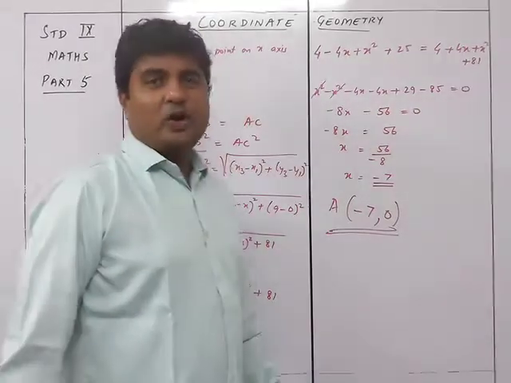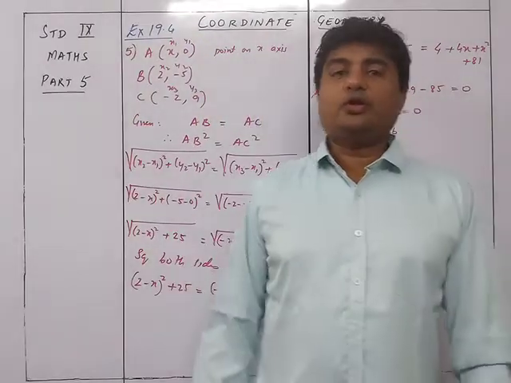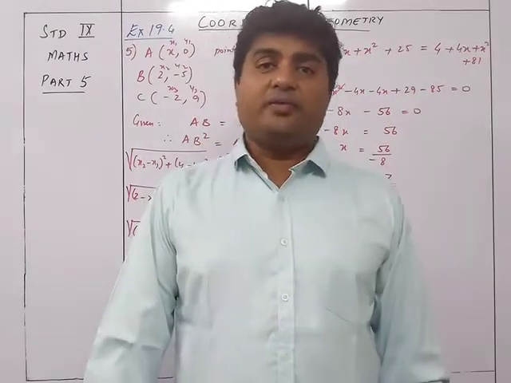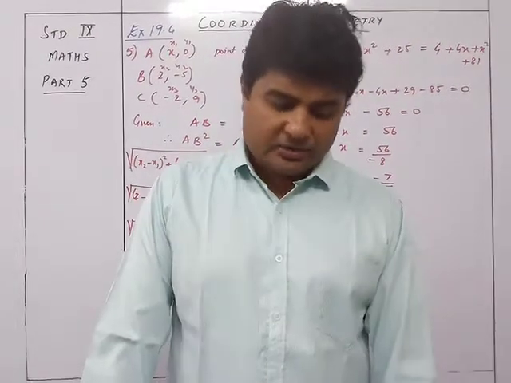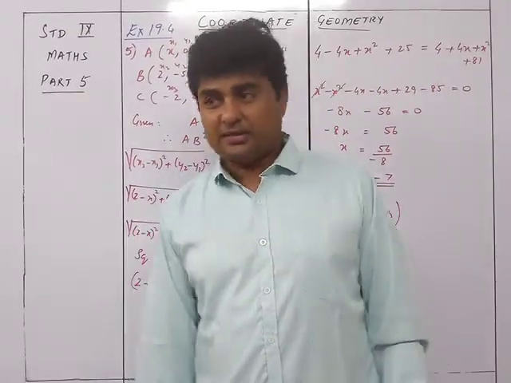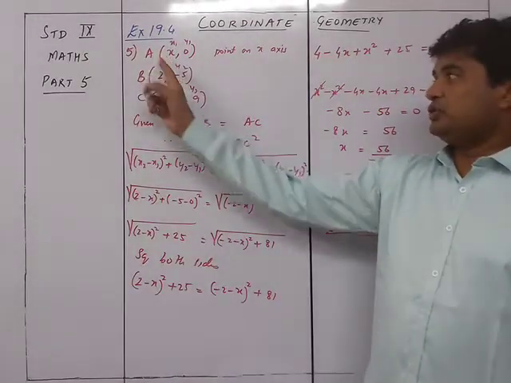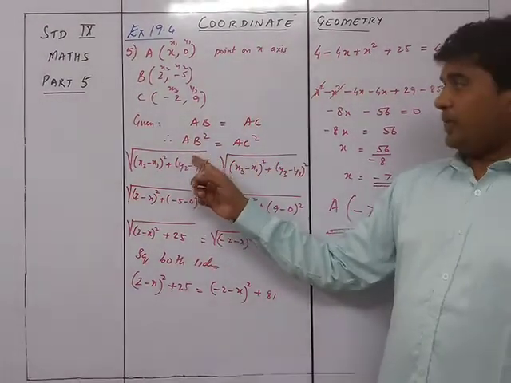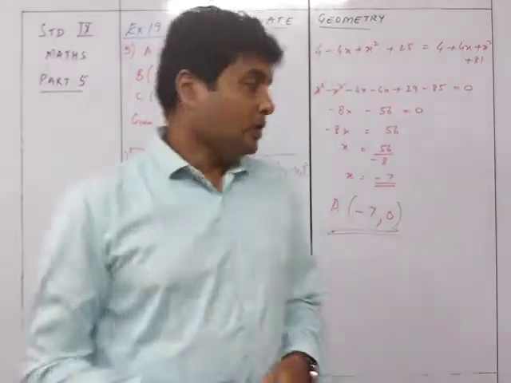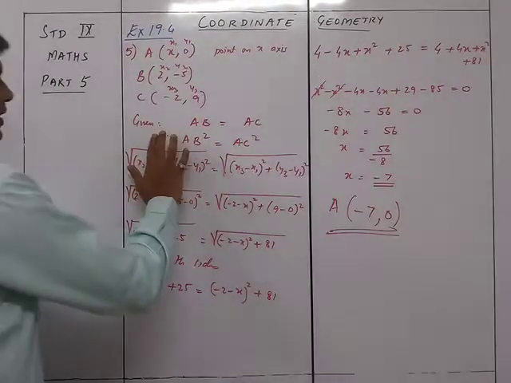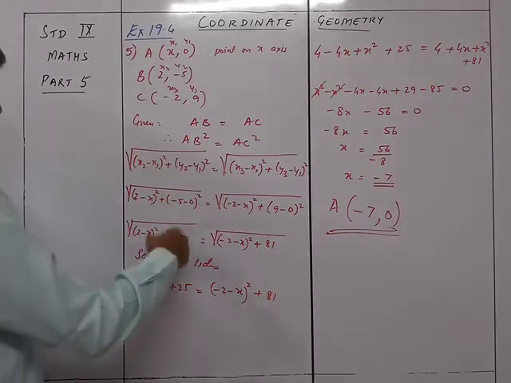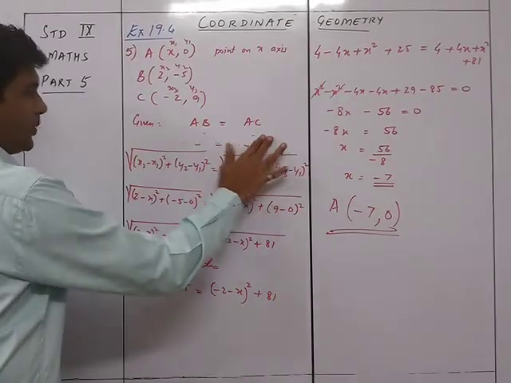Understood this? The main concept is that we are given that the 2 points are equidistant from a given point on the x-axis. That's why the distance AB is equal to AC. So why did we take the square? In fact, this is not required in this sum because I already took the square later, so this is not required.